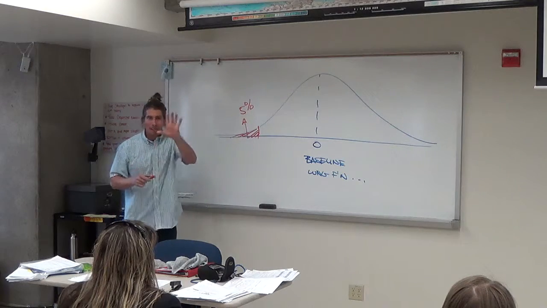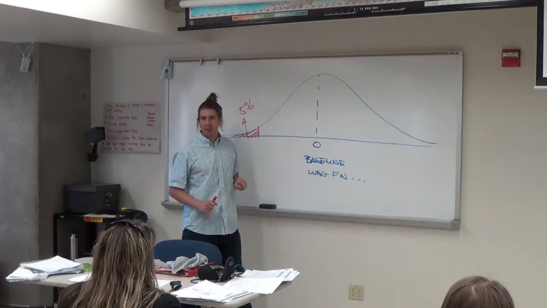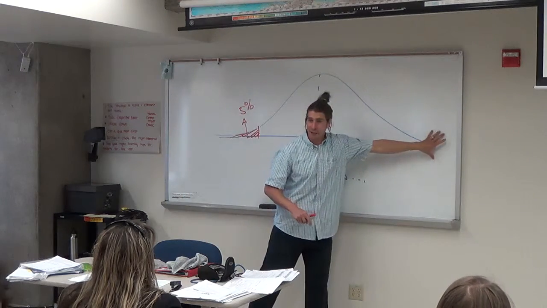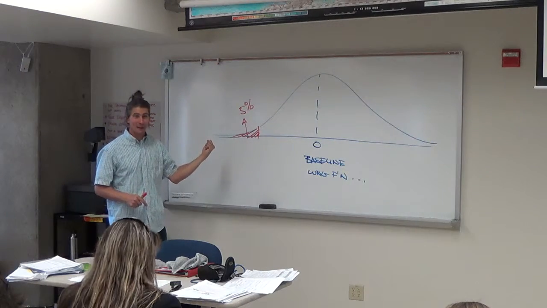The 5% area. The middle part of this curve is baseline lung function, the actual middle. This is elevated lung function. This is obviously reduced lung function, reduced lung function down here.